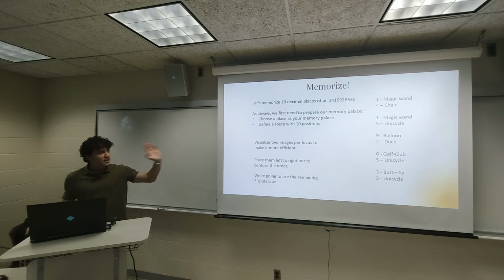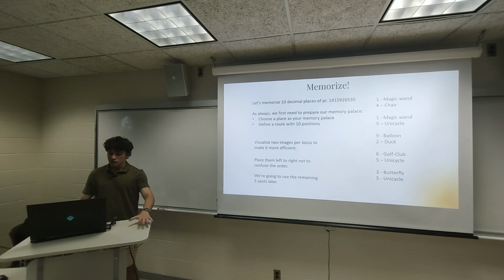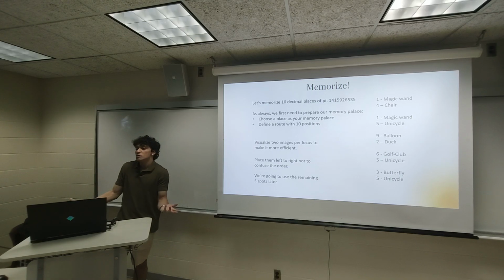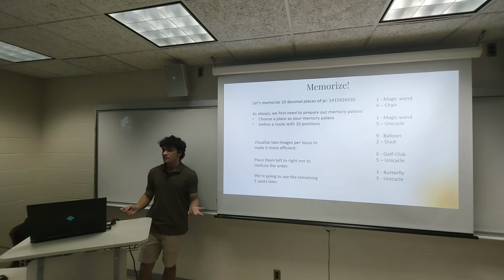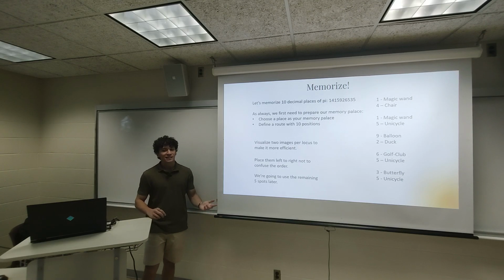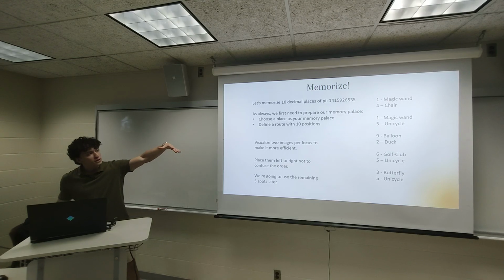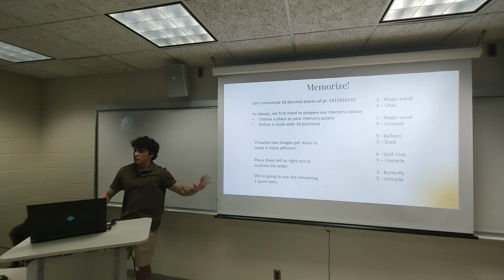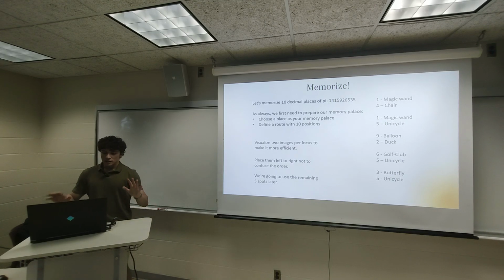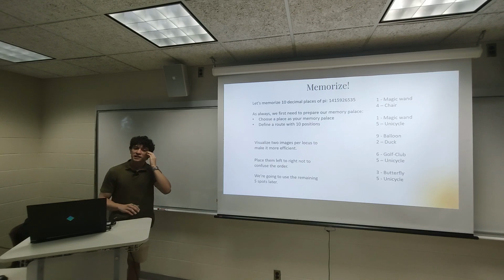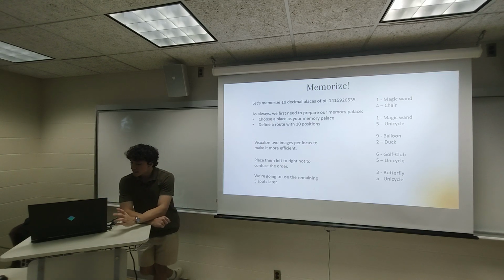So we're going to memorize the first 10 decimal places of pi. The first 10 decimal places are 1415926535. These are the first 10 decimal places. You don't need to memorize the 3 because, come on, you know that it starts with 3. So we are going to focus only on the decimal places. And as always, we need to prepare our memory palace first. So I want you guys to choose a place to be the memory palace of today, to memorize pi, and define a route with 10 positions.